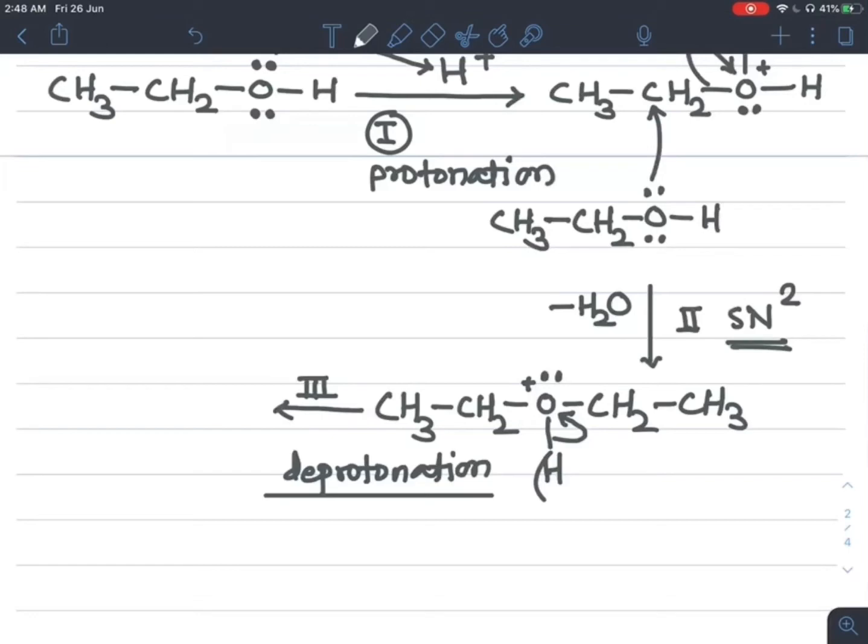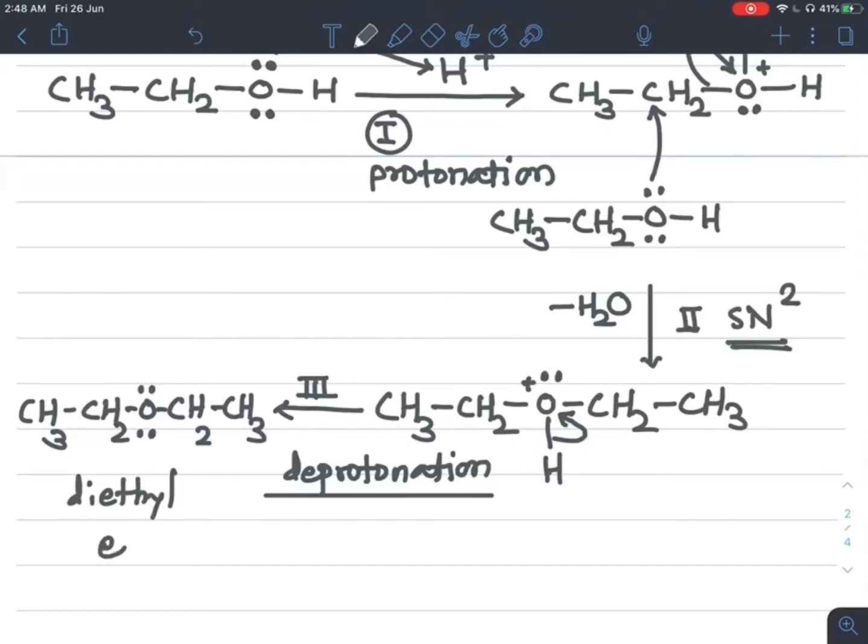So this H+ is removed, and we get the final product, that is here. What is the final product? CH3CH2OCH2CH3, with this oxygen carrying its two lone pairs of electrons. The name of this compound is diethyl ether, which is finally formed with the removal of this H+.